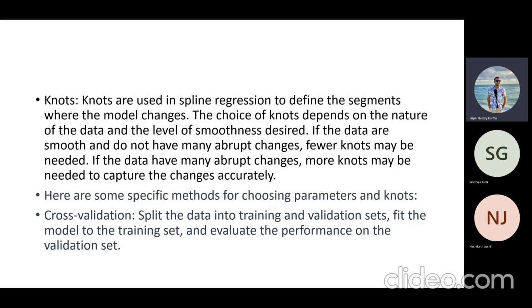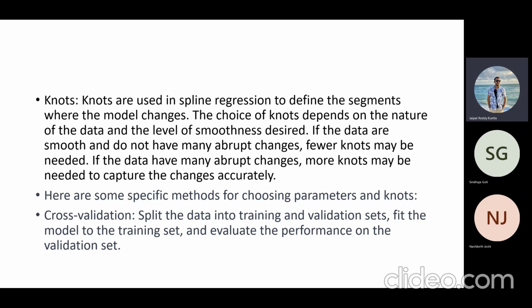Knots are used in spline regression to define the segments where the model changes. The choice of knots depends on the nature of the data and the level of smoothness desired. If the data are smooth and do not have many abrupt changes, fewer knots may be needed. So whenever the data is smooth and no changes occur, only fewer knots are required to solve the equations. If the data have many abrupt changes, more knots may be needed to capture the changes accurately.